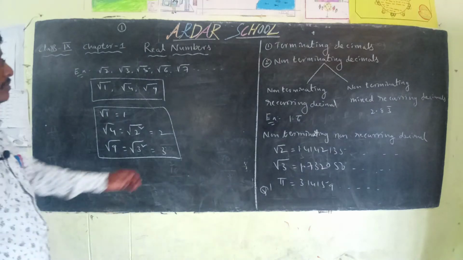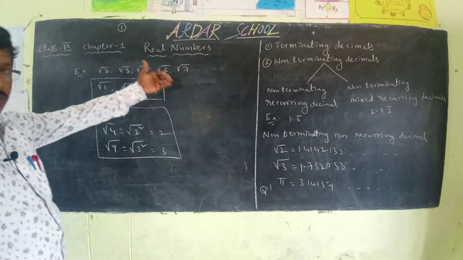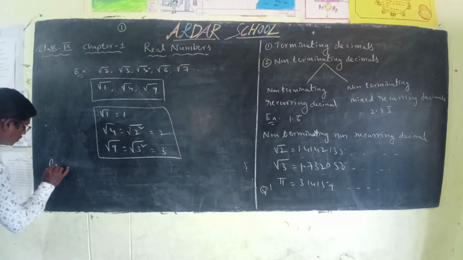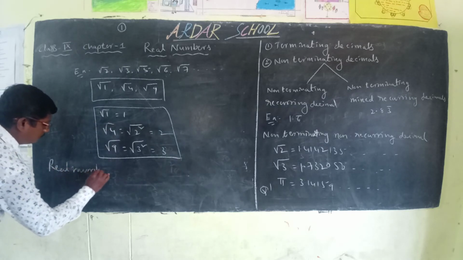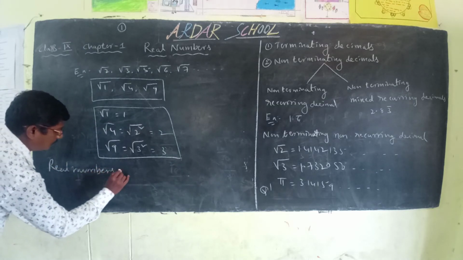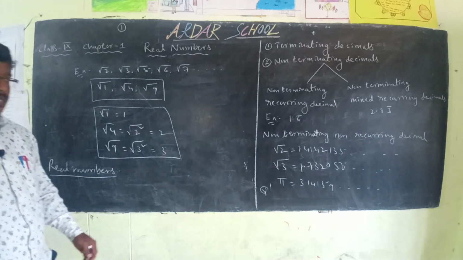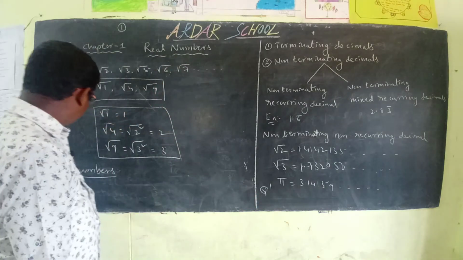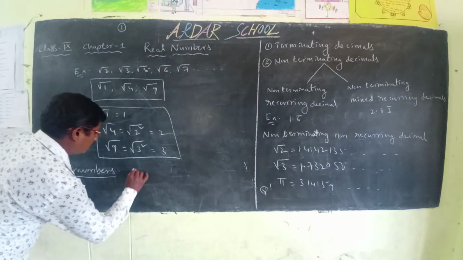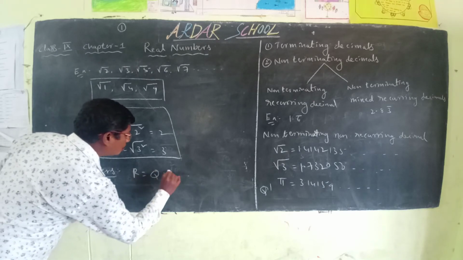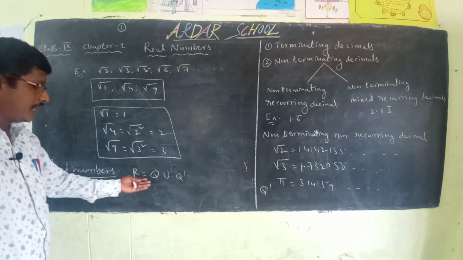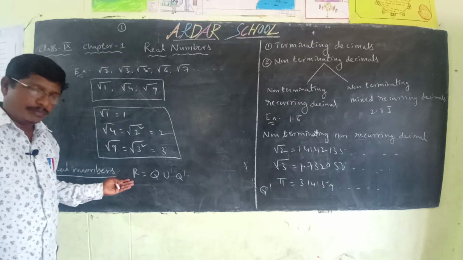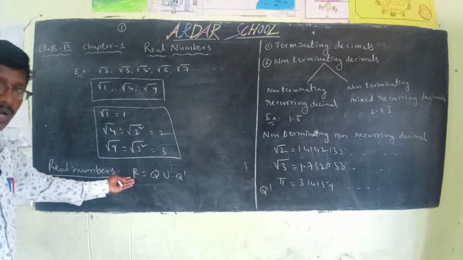Next, the next number set is real numbers. The definition of real numbers is that the combination of rational numbers and irrational numbers is called real numbers. So R is equal to Q union Q dash. Real numbers are represented by R.